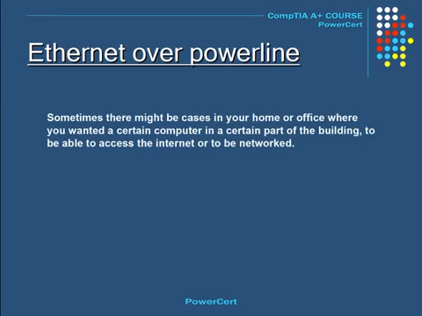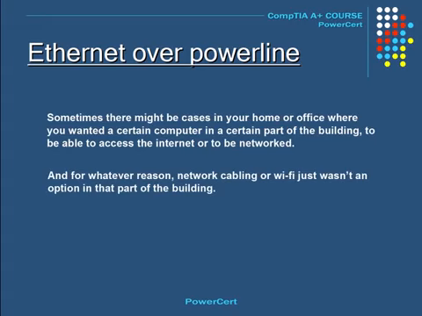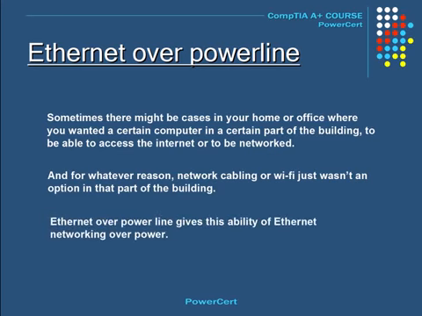Sometimes there might be cases in your home or office where you wanted a certain computer in a certain part of the building to be able to access the internet or to be networked. And for whatever reason, network cabling or Wi-Fi just wasn't an option in that part of the building. Maybe because of difficulties in the structure of the building or interference or whatever. So another IEEE 1901 standard gave the ability to network using the existing electrical system of the building. Ethernet over power line gives this ability of Ethernet networking over power.